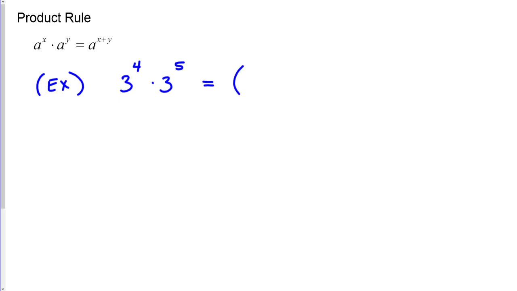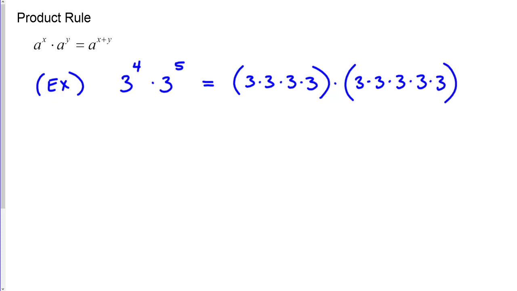If you write out what 3 to the 4th power means, and you write out what 3 to the 5th power means, well, now I just have 9 factors of 3, which can be simplified as an exponent. So essentially, when you're multiplying exponential expressions, as long as they're the same base, you can add their exponents together.